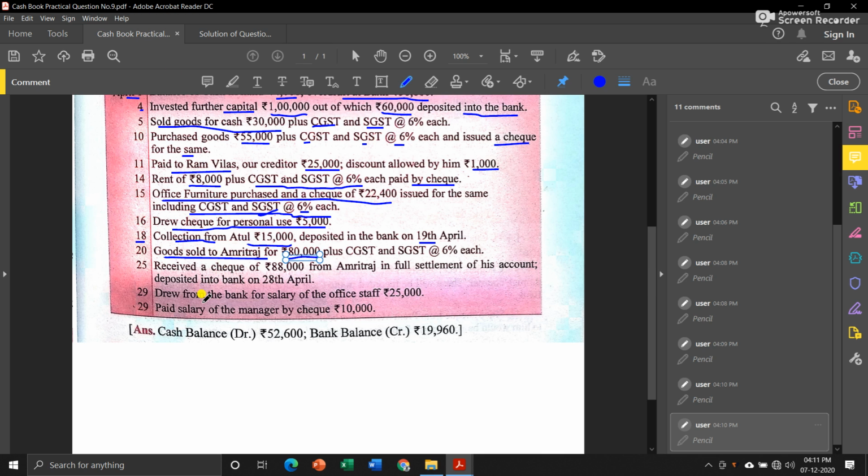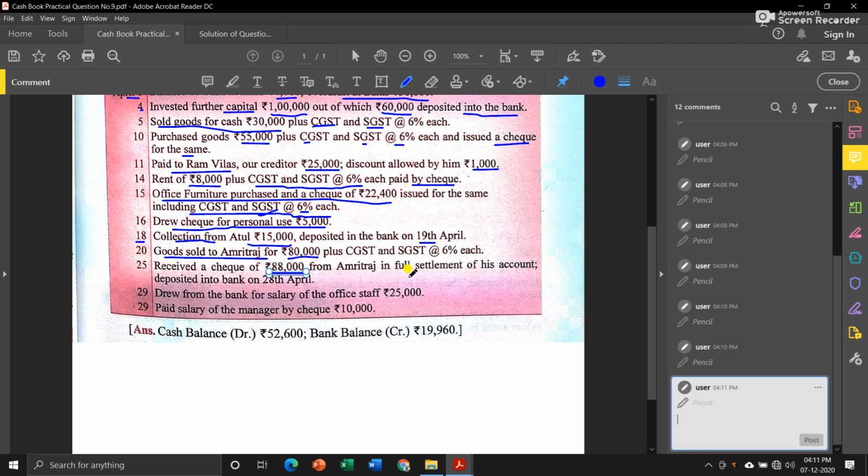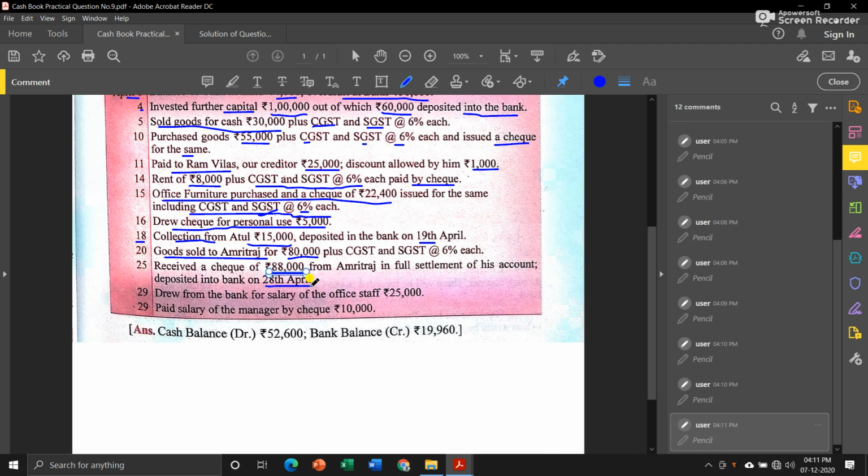Then next, on April 25, received a check of 88,000 from Amrit Raj in full settlement of his account and deposited into bank on 28th April. Now in this transaction we have to see two conditions. First, they said that we received a check of 88,000, but they didn't mention that we deposited that check on the same day. We deposited it after some days.